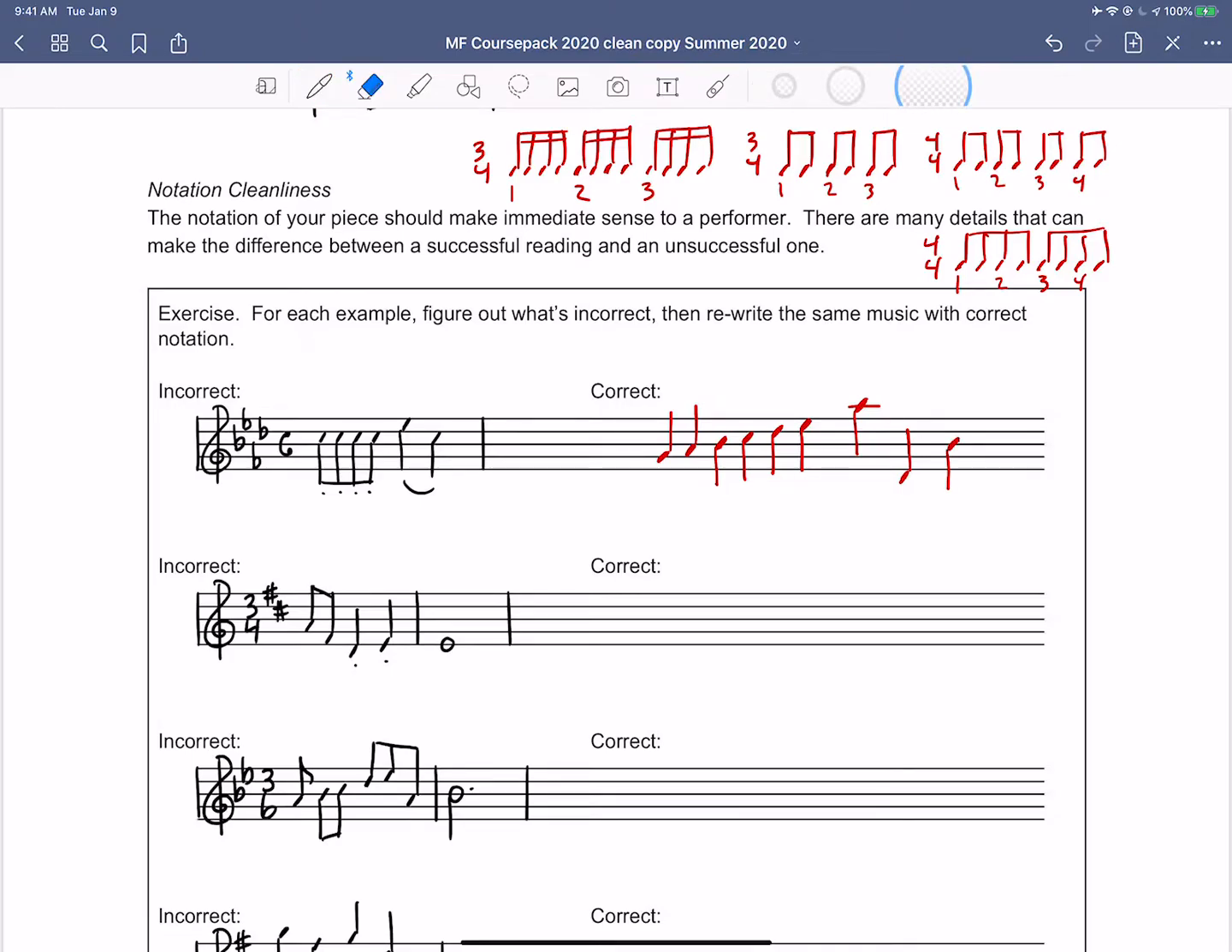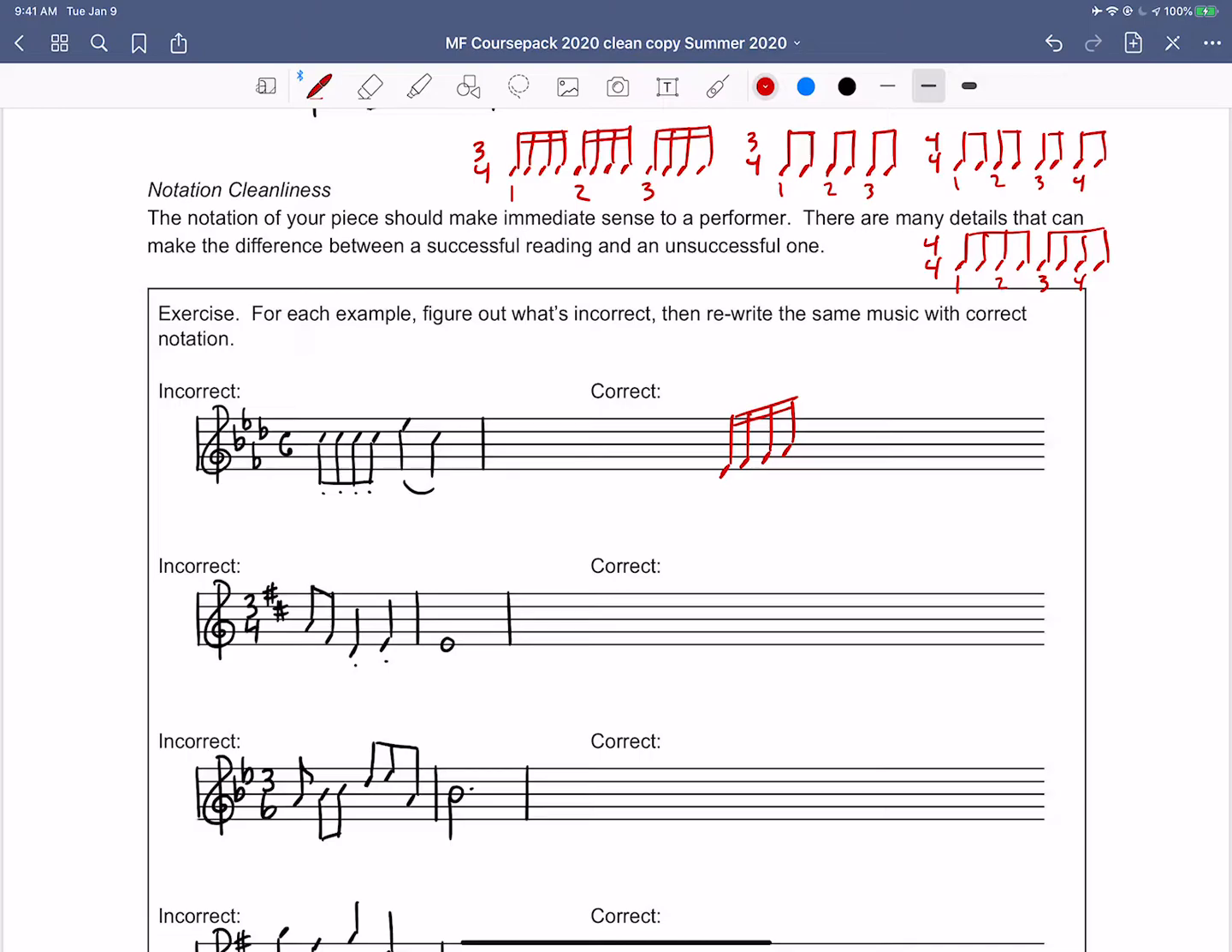Now, if you have groupings of notes that you want to beam together, how do you decide whether the stems go up or down? Well, sometimes it's going to be very easy. Let's say you wanted to group these 4 notes together as 16th notes. Well, they're all low on the staff, so their stems are all going to go up, and you're going to connect them like so.